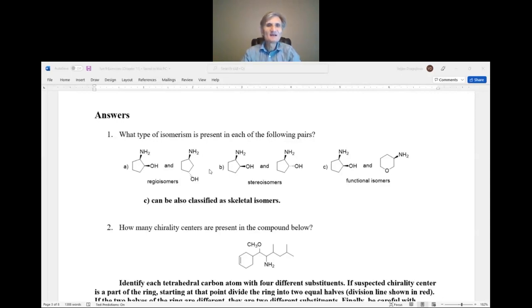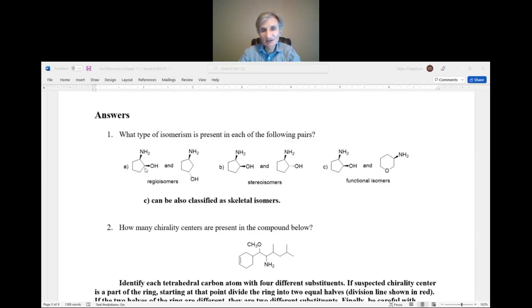So first one, what type of isomerism is present in each of the following pairs? In each case you have a pair of compounds, and you're supposed to identify the type of isomerism. Isomers have identical molecular formula, but have some other differences. Depending on the nature of the difference, we identify different types of isomerism. So first one, these are actually regioisomers because the functional groups are in different positions.